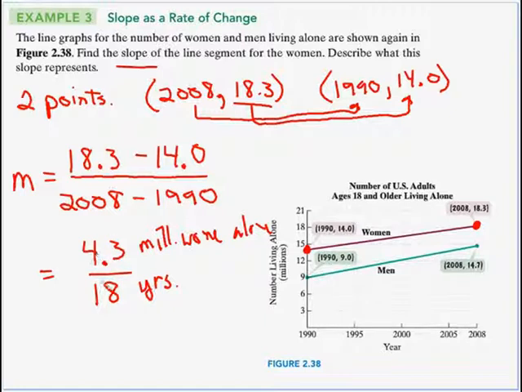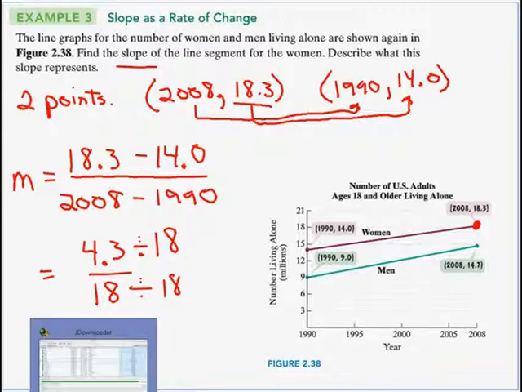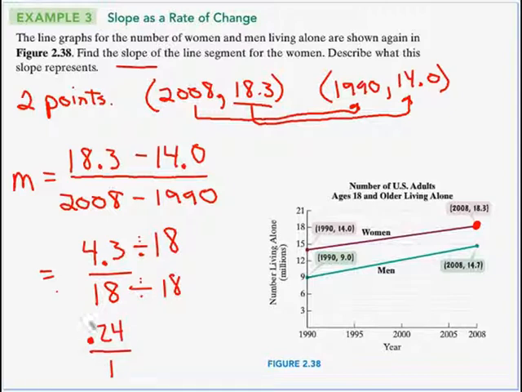Now, it's kind of weird, this number per 18 years, usually we express things as a rate per year. So what could we do here? Let me erase this a little bit. I could divide my numerator and denominator by something to get my denominator to be a 1. So it would be per year. Well, I can divide both top and bottom by 18. And then I'll get 0.24 divided by 1. And remember, this is millions per year. So that would be 0.24 million, or 240,000 more women every year live by themselves, get an apartment or a house by themselves.